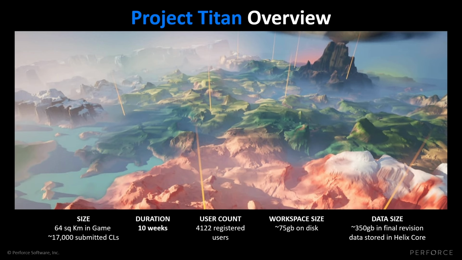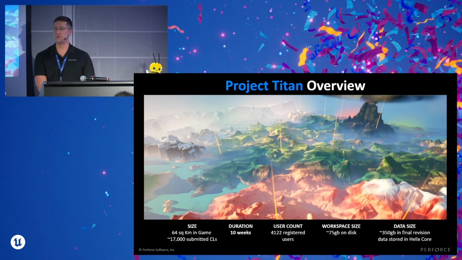So the island, and this is my one screenshot of Project Titan from this talk. Again, the cool stuff will be in Aaron's. And this was actually before any user art was added. This was the base state of everything. But it was 8 kilometers by 8 kilometers, so 64 square kilometers. It lasted 10 weeks. We had 4,100 registered users, of which about 1,600 actively synced and polled. And then about 600 were actively committing and making changes on a daily basis.